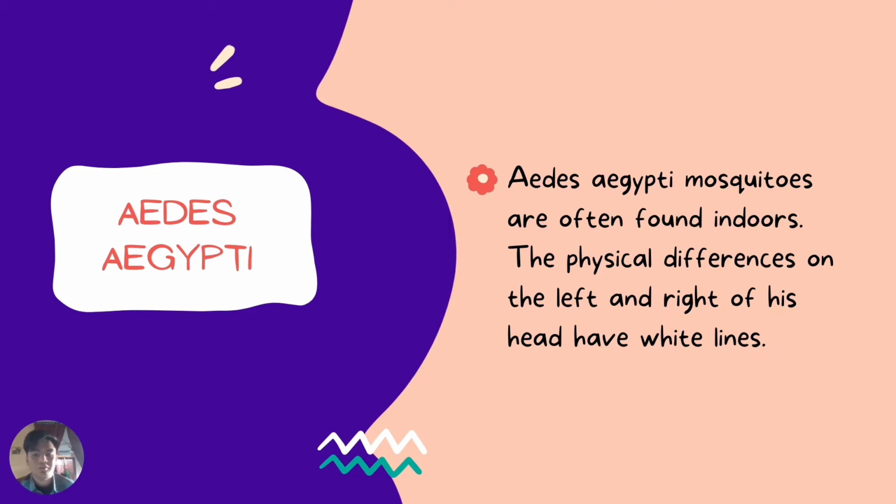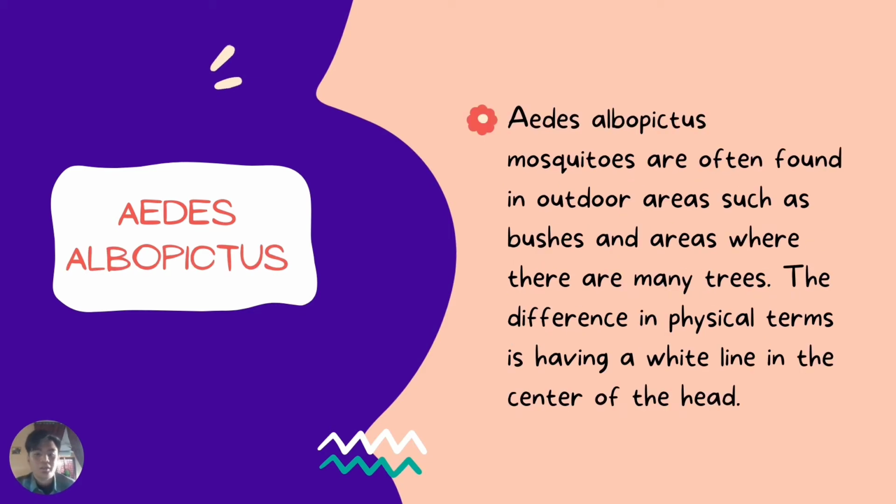The physical difference is that on the left and right of its head there are white lines. Aedes albopictus mosquitoes are often found in outdoor areas such as bushes and areas where there are many trees. The physical difference is having a white line in the center of the head.